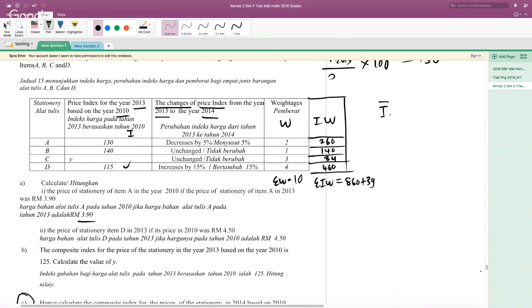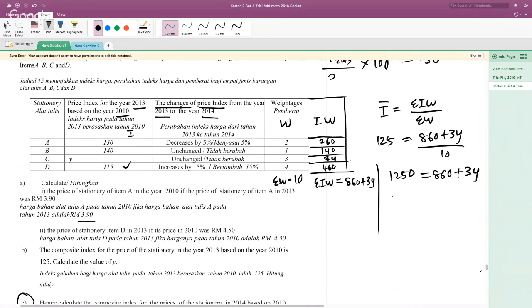So the composite index is basically equal to the sum of index number multiplied by weightage over the sum of weightage. So it will be 860 plus 3y over 10 equals 125. So I move the 10 to the other side. So it's 1250 equals 860 plus 3y. I can get my y easily by doing 1250 minus 860 divided by 3. So my y equals 130. This is 130. Okay, you can easily solve part B.